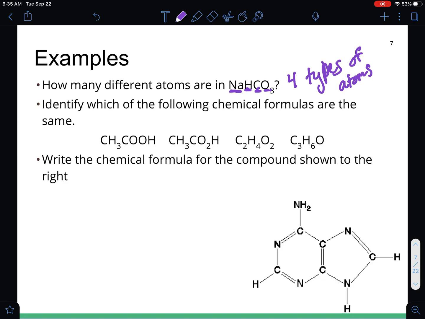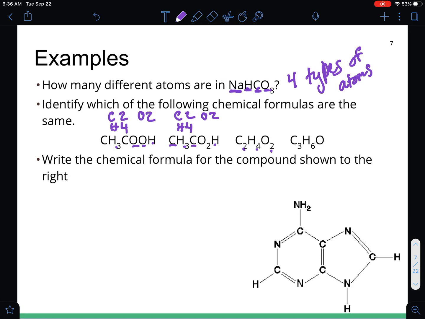All right, now identify which of the following chemical formulas are the same. In order to do this, we need to add up the total number of each different atom in the formulas. So the first one looks like there are 2 carbons, 4 hydrogens, and 2 oxygens. Then the next one, we have 2 carbons, 4 hydrogens, and 2 oxygens. Next one, 2 carbons, 4 hydrogens, 2 oxygens.